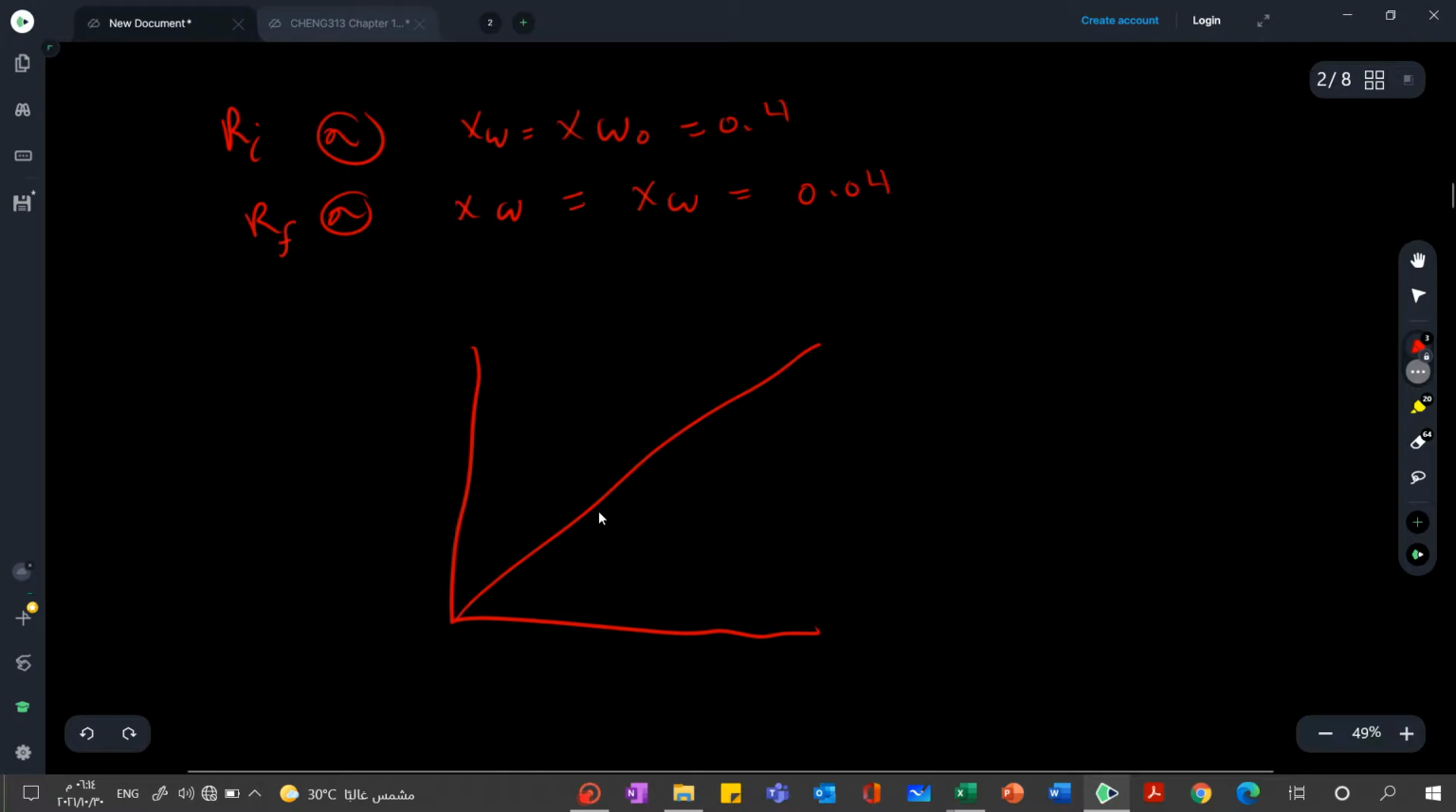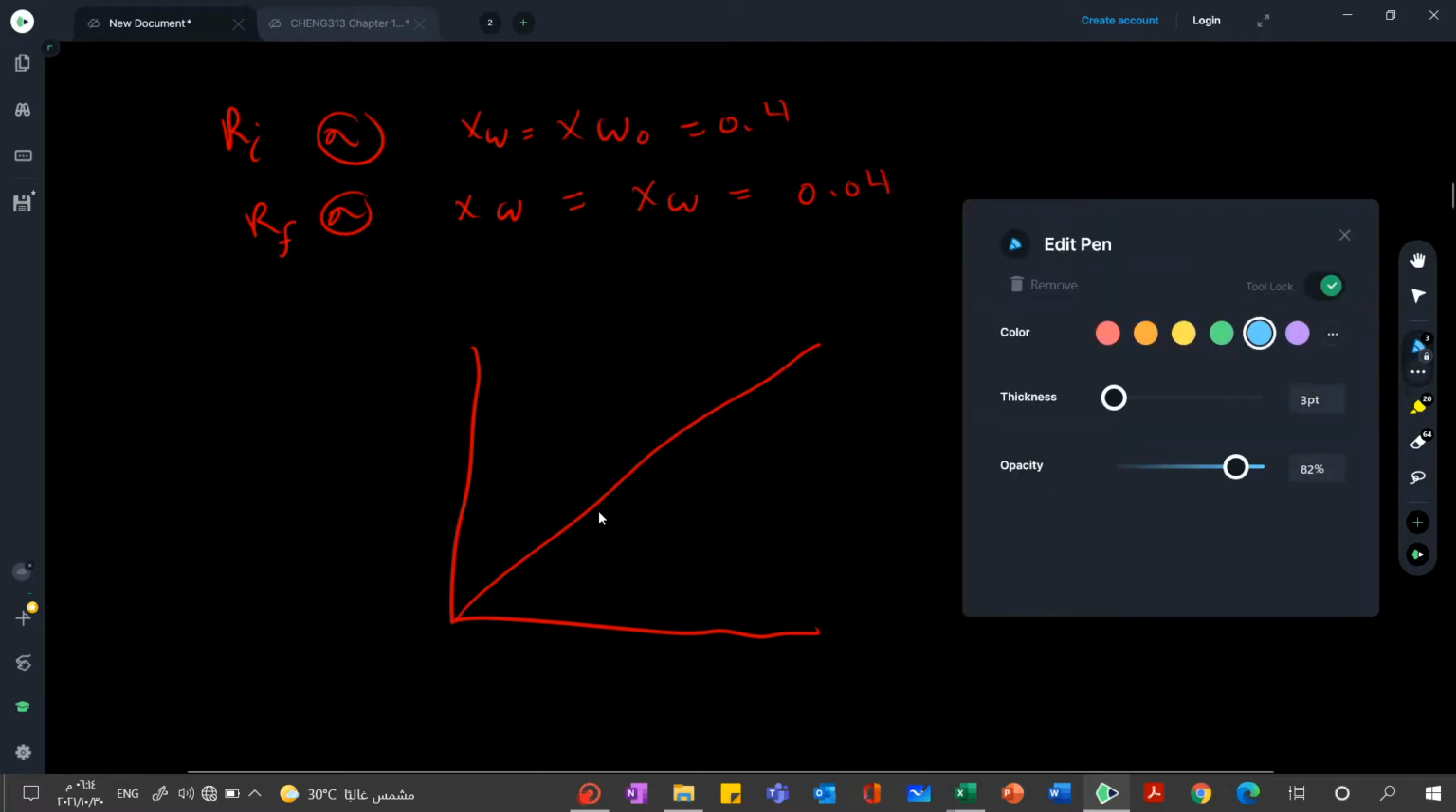Let me change the color, for example. It's like this. It's not like this. I'm sorry.